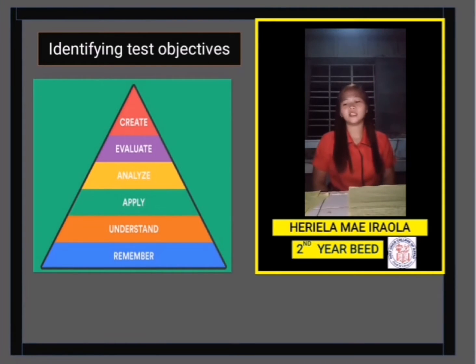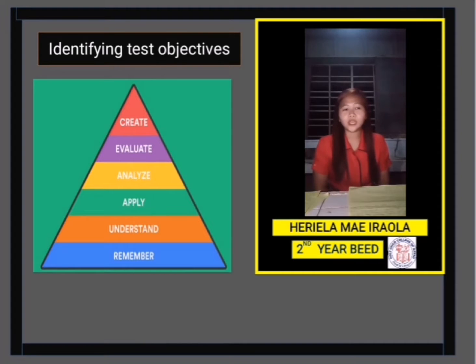Identifying task objectives. In identifying task objectives, first is remembering. In remembering, the student must be able to identify the subject and the verb in a given sentence. It recognizes and recalls the facts. Second is understanding. In understanding, the student must be able to determine the appropriate form of a verb to be used given subject-verb agreement, or it is understanding what the fact means.